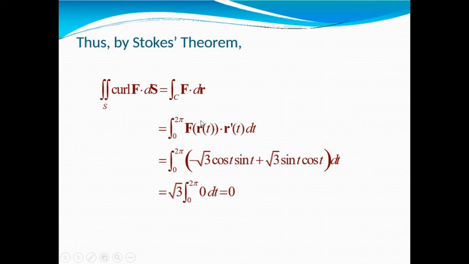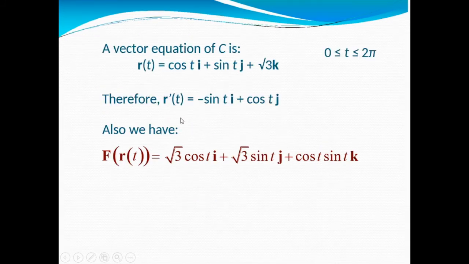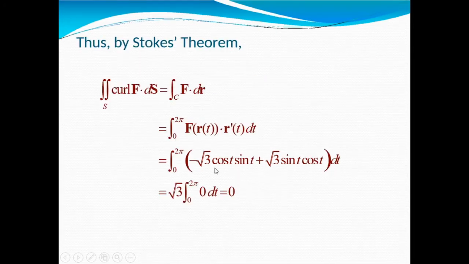The f of r of t that we got from the above equation is minus 3 cos t sin t, whereas f of r of t is this value and r dash t is this value. When we do the dot product between these two, only i dot i becomes 1 and j dot j becomes 1, so eliminating this term, we get minus root 3 sin t cos t plus root 3 sin t cos t. That is the equation we got here: minus root 3 cos t sin t plus root 3 sin t cos t dt. So both are one and the same.